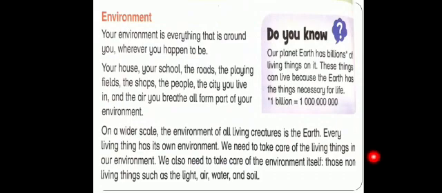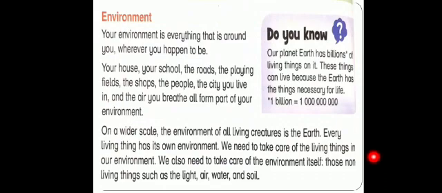Environment means everything that is around you. Whatever is around you is your environment. Like if you are living somewhere, the shops, the streets, the fields, or the place where you live, and the air you breathe, and your house, the roads, everything is your environment. Wherever you are living, everything around you is your environment.